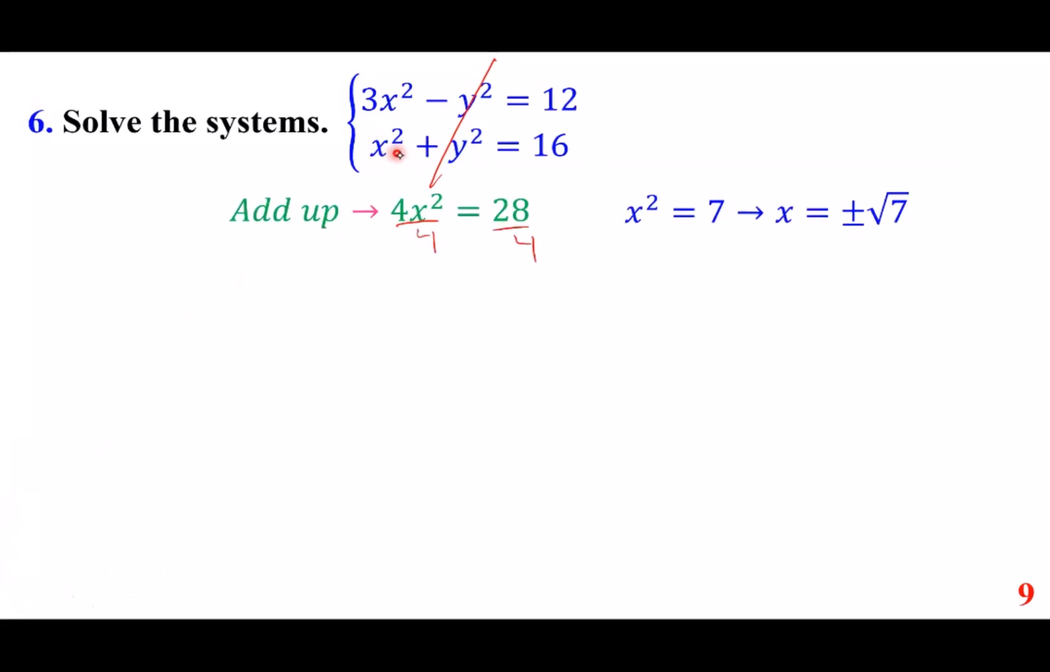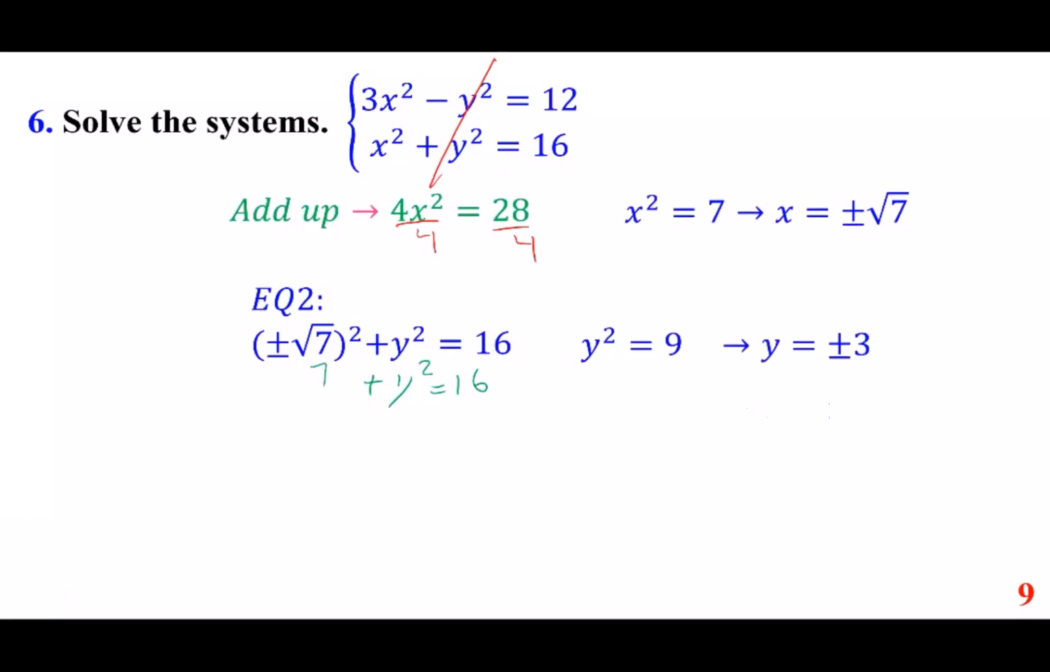So if you use any of them, for example, this is easy. If you use x, whether you put positive square root of 7 or negative square root of 7, it doesn't matter, when you square it, it becomes 7. So I'm going to put that in, and that results in 7 plus y squared equals 16. I'm going to subtract the 7 from both sides, and y is plus minus 3.